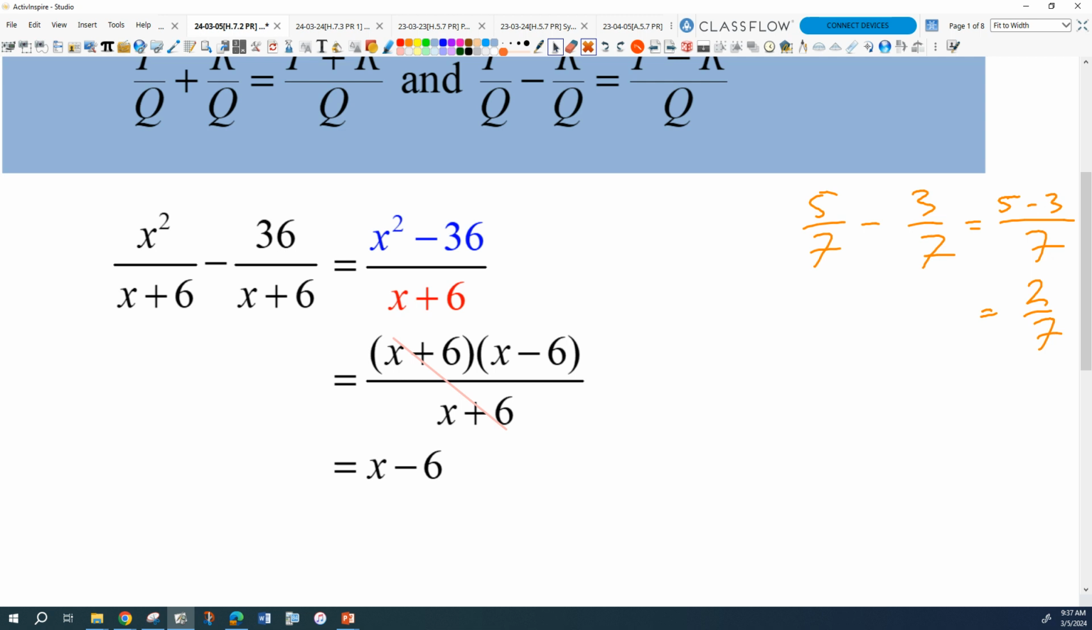And we'll write that here. X cannot equal -6. Now we have to write that down before canceling, because once I cancel, we wouldn't know that, right? It just looks like a normal function, x minus 6. So before canceling, you've got to write down your exclusions.